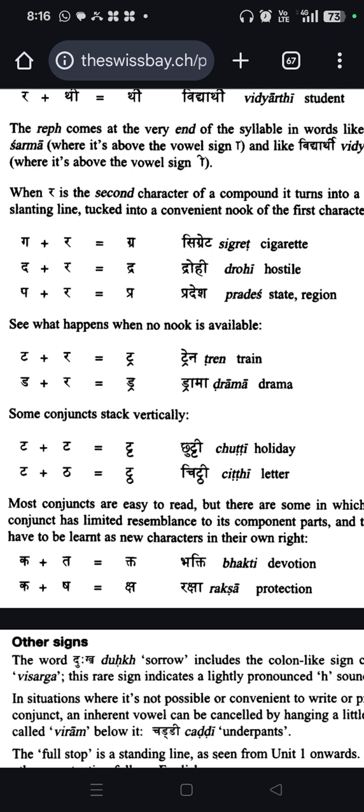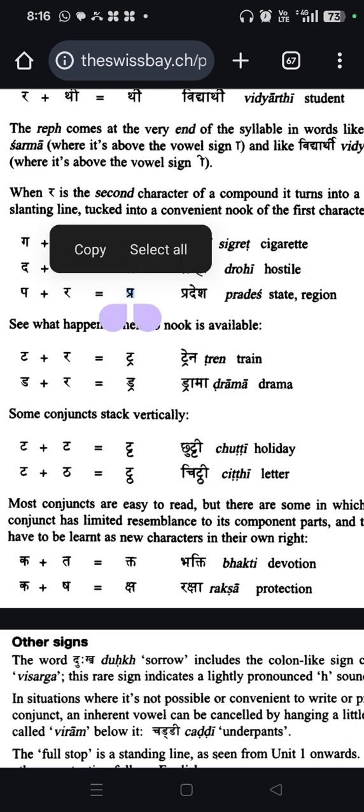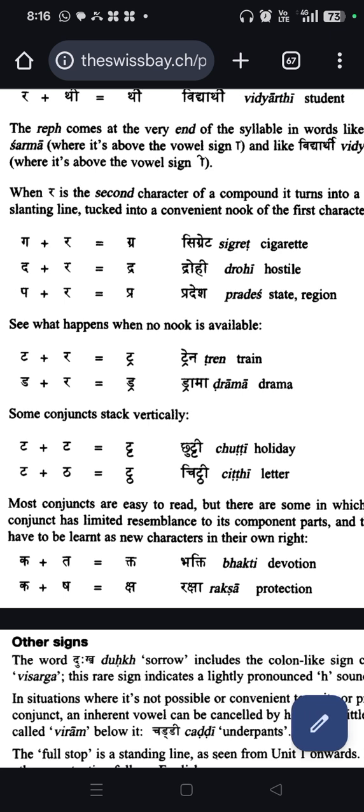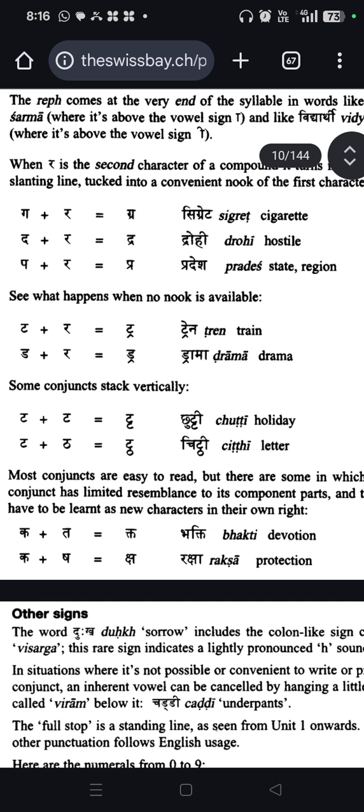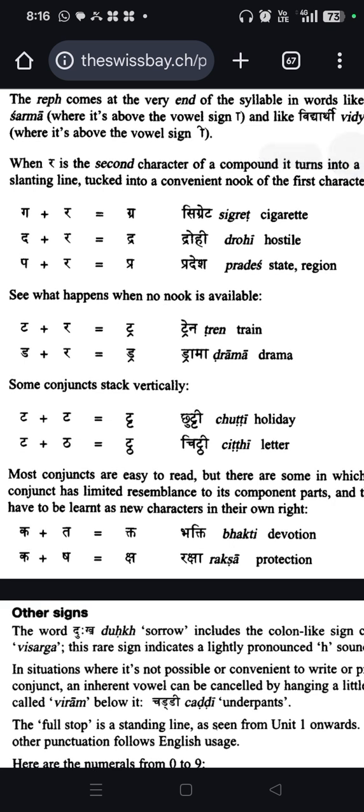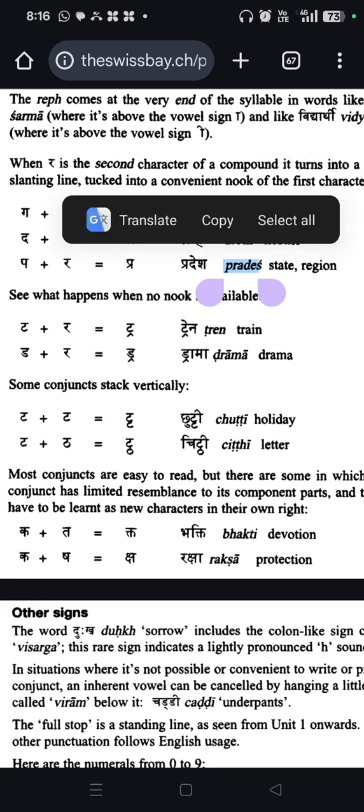So this is Pradeshi. It's not pra, it's Pradesh. So this is not the word for paradise. This is Pradesh.